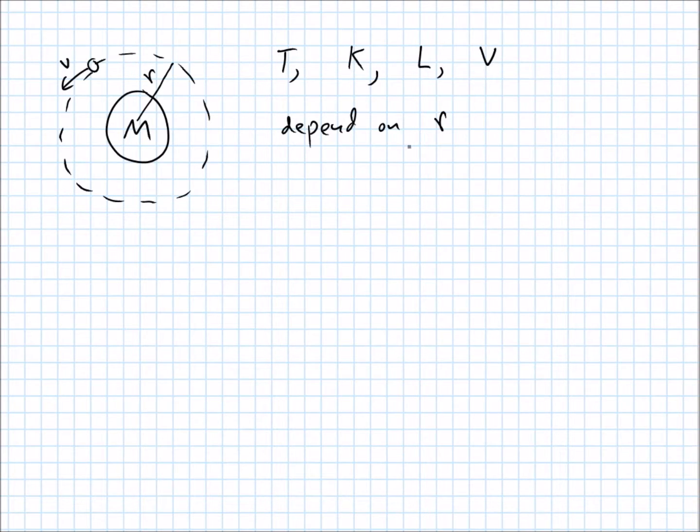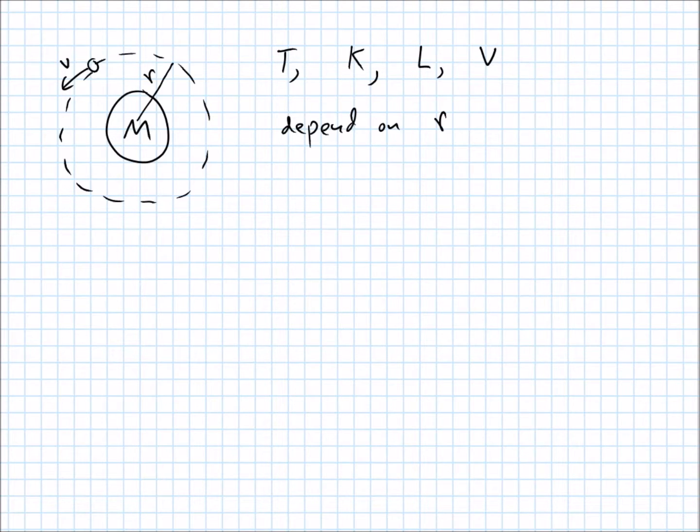So, for example, is T dependent on r squared or r cubed? And so our answer will be r to the power of something. That'll be our answer for each one. But really, let's just find the expression for period, kinetic energy, angular momentum, and velocity, and then they'll have an r in them, and our answer will be clear. So let's get started. I feel like v is the easiest one to start with.